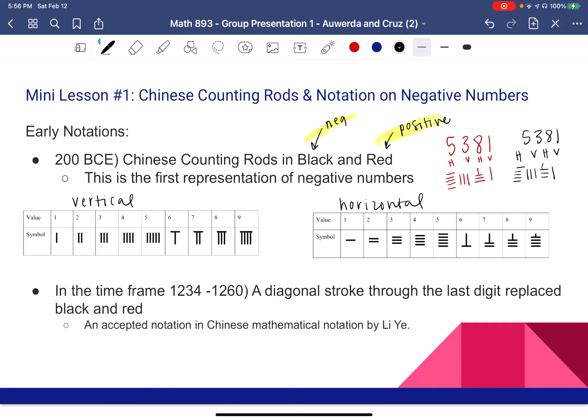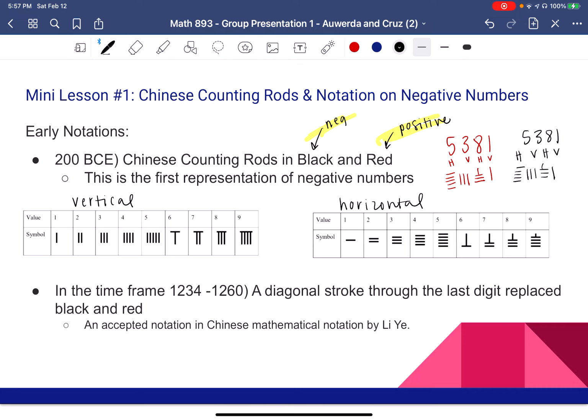After a while, they realized that they couldn't just use 2 different colors all the time, which is when Li Yi came up with a different notation. In the time frame of 1234 to 1260, a diagonal stroke was used on the last digit, and that replaced the black and the red. That was the more advanced notation.